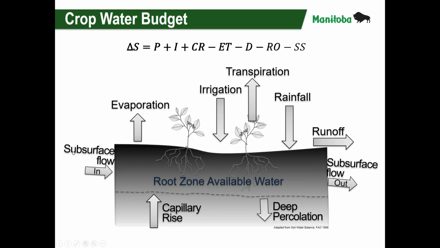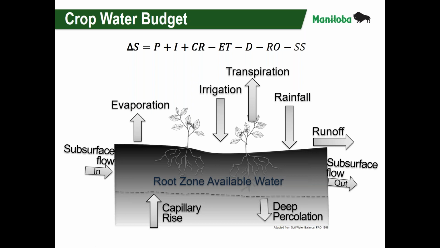Now, this is how much is coming in, because soil is not a one-dimensional profile, it's a three-dimensional profile. So we do have water coming in, subsurface, and water flowing out. So this is the full crop water budget.